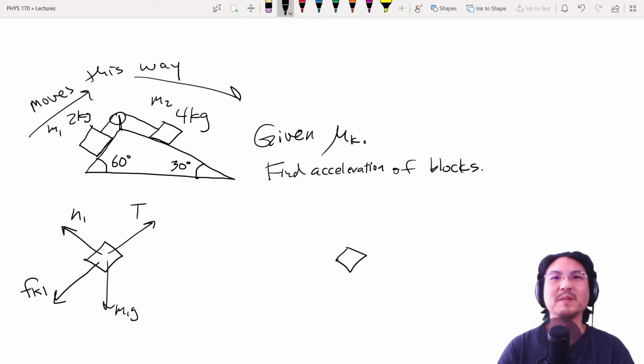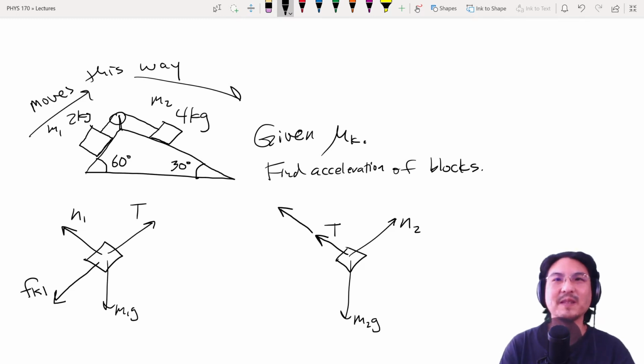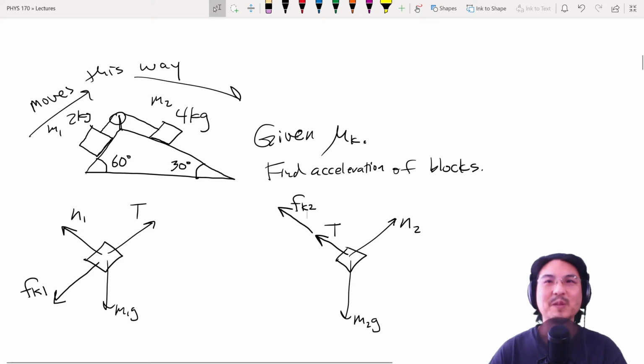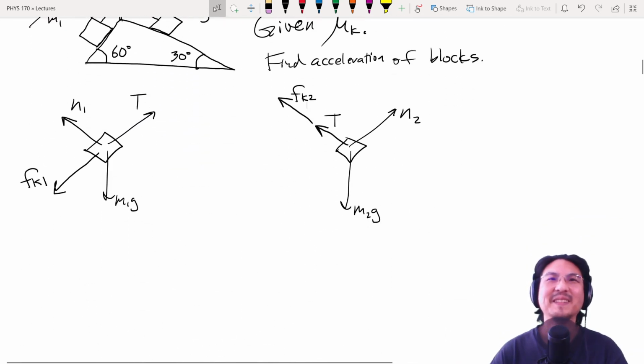And then for block 2, it has weight, normal force, tension in the rope. And now that I know it's sliding this way down the ramp, I know to draw the friction this way, opposing the motion. Kinetic friction for block 2. Okay, so now we have both free body diagrams. We wouldn't have been able to draw the direction of the friction if we didn't do this step first, right? So it kind of makes it complicated.